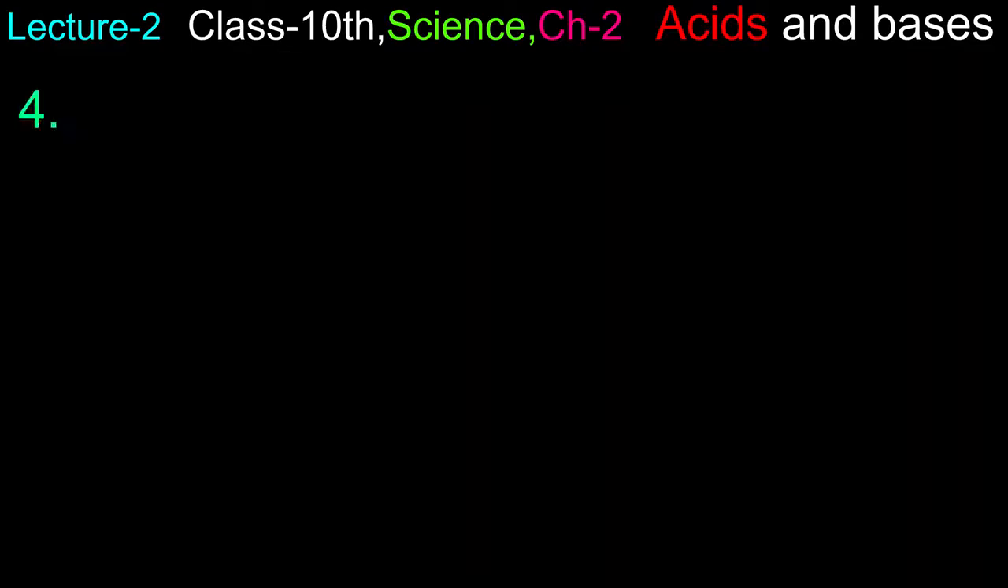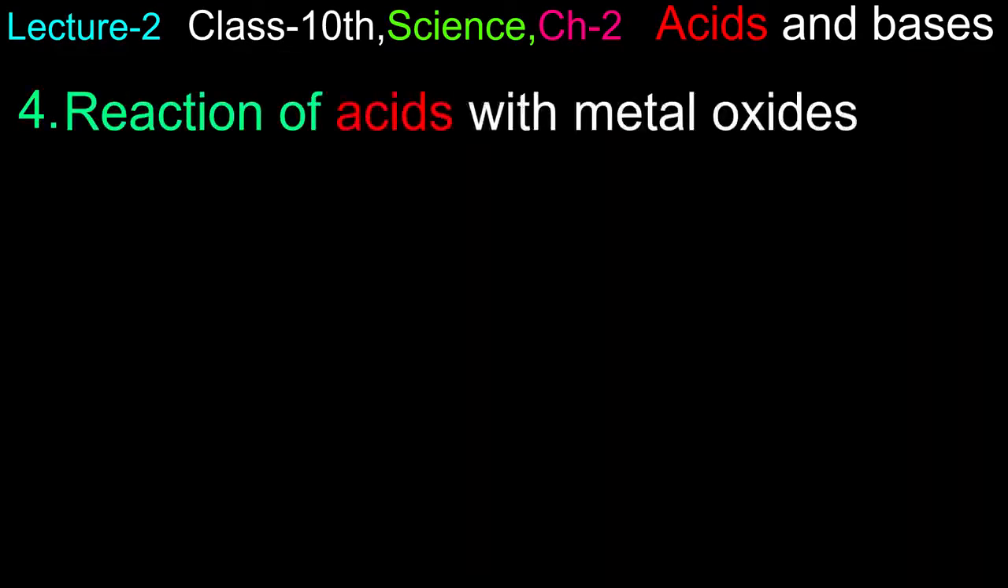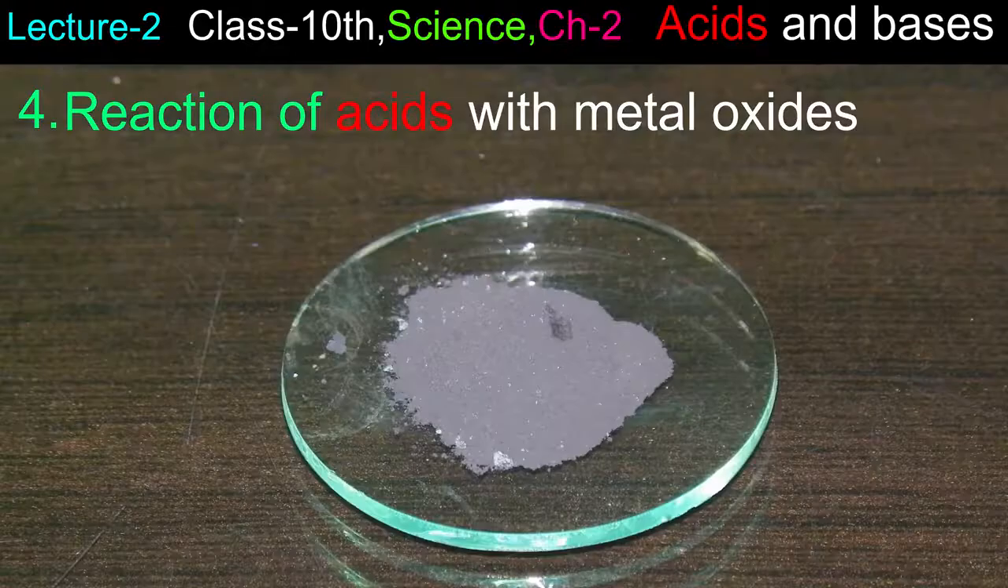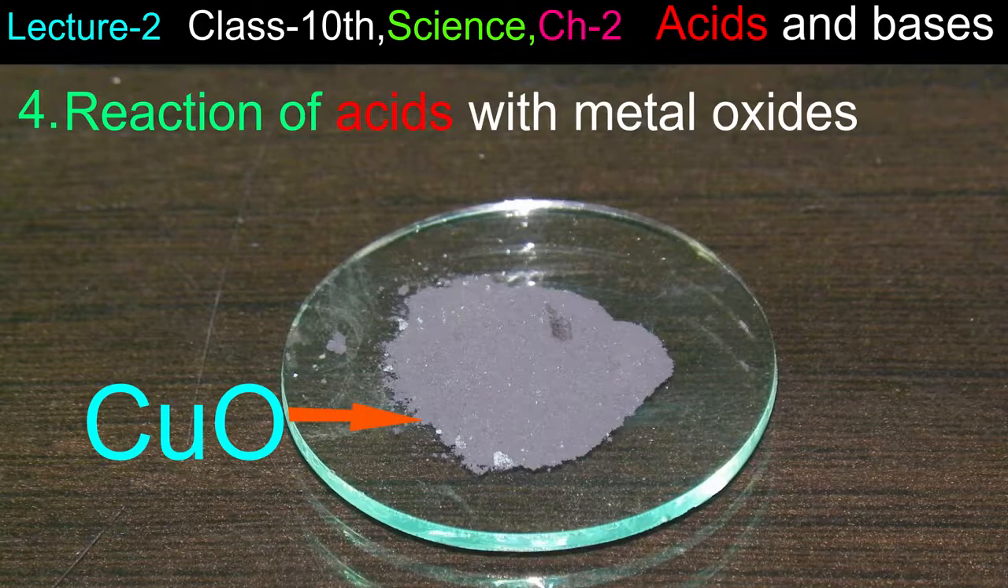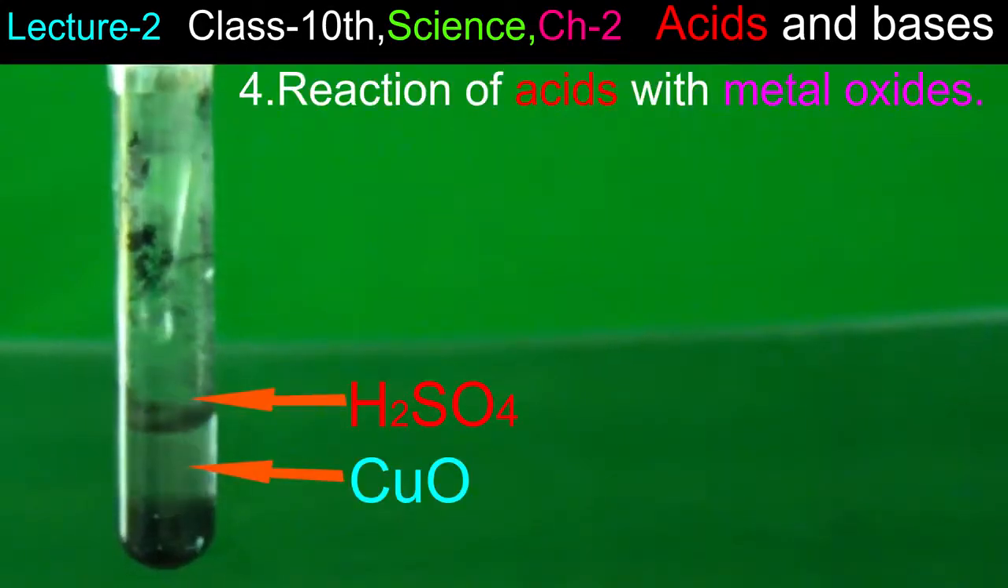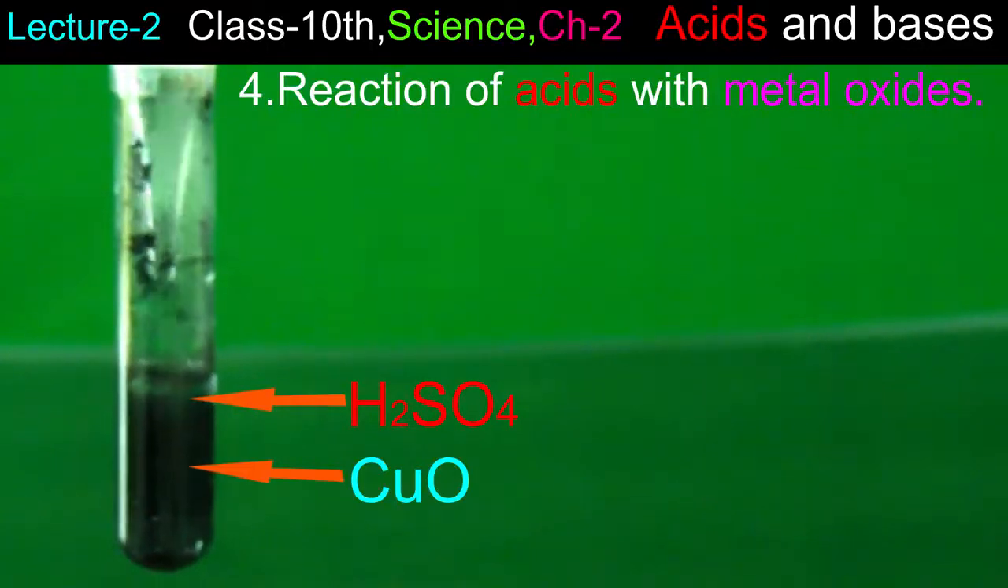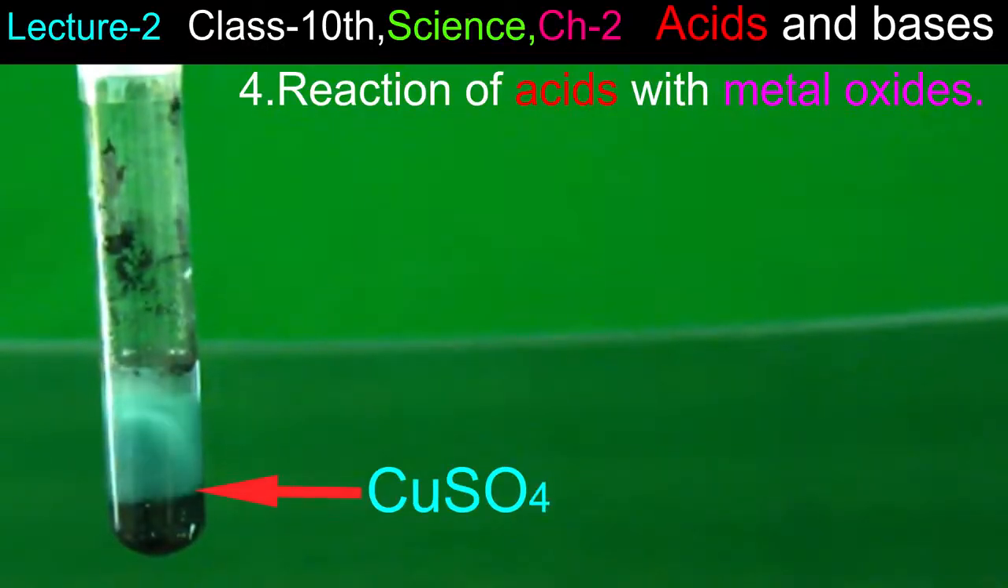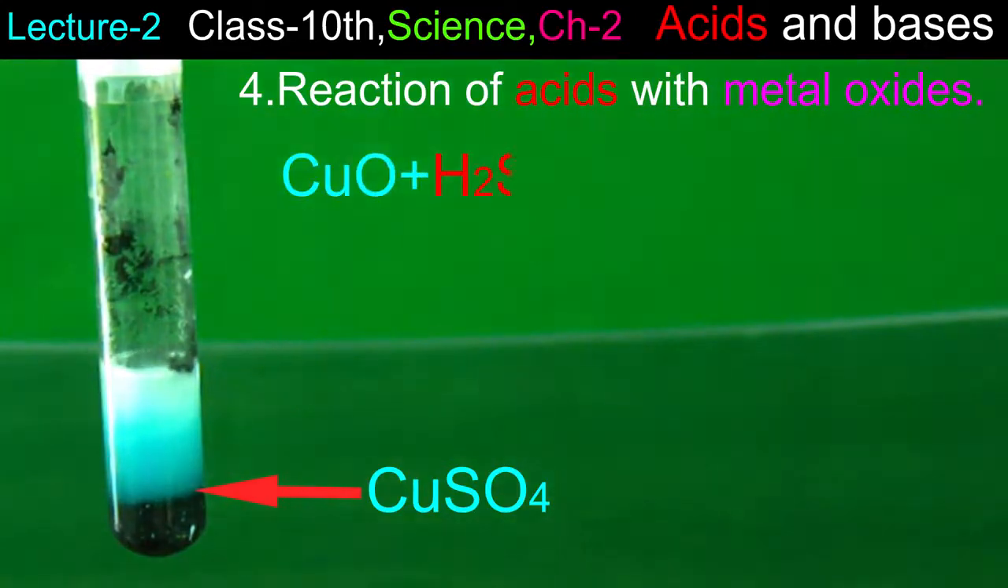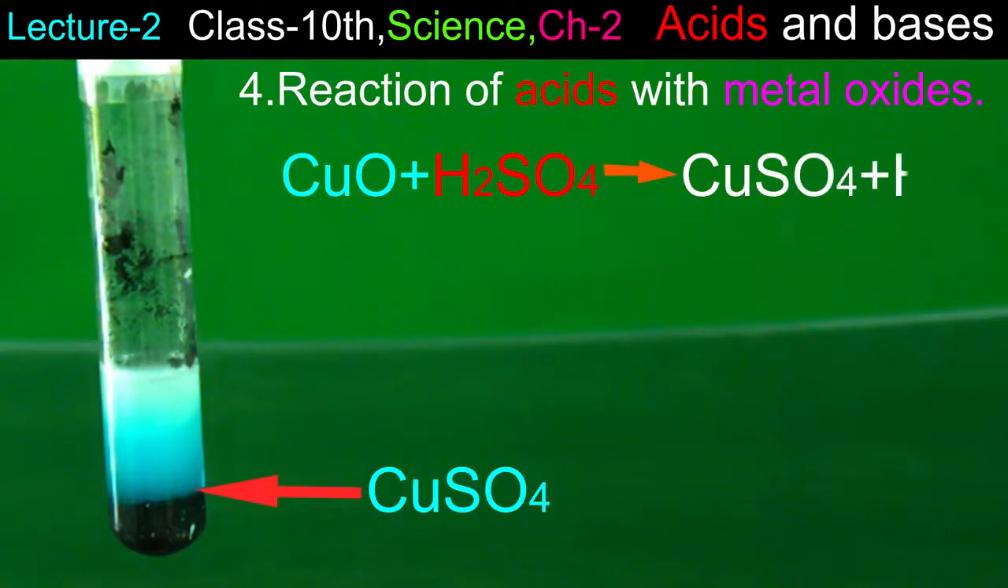Next, at number 4, is the reaction of acids with metal oxides to form salt and water. Copper oxide reacts with sulfuric acid to form copper sulfate and water. The reaction can be written as CuO plus H2SO4 produce CuSO4 plus H2O.